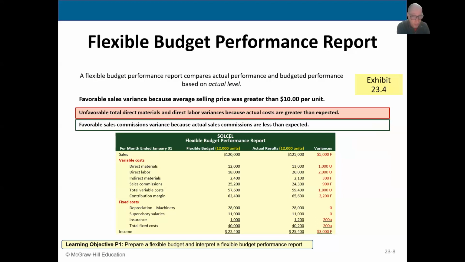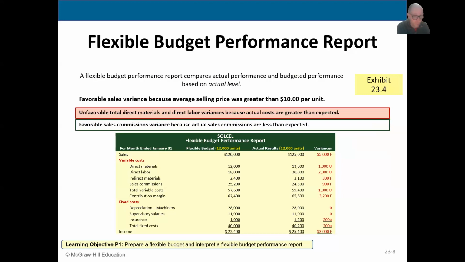Similarly with direct labor, we budgeted for $18,000 of direct labor. We came in at $20,000 of direct labor. Why? We hired more skilled employees that demand a higher hourly wage. Okay? So, yeah, that's going to cause an unfavorable variance in direct labor.